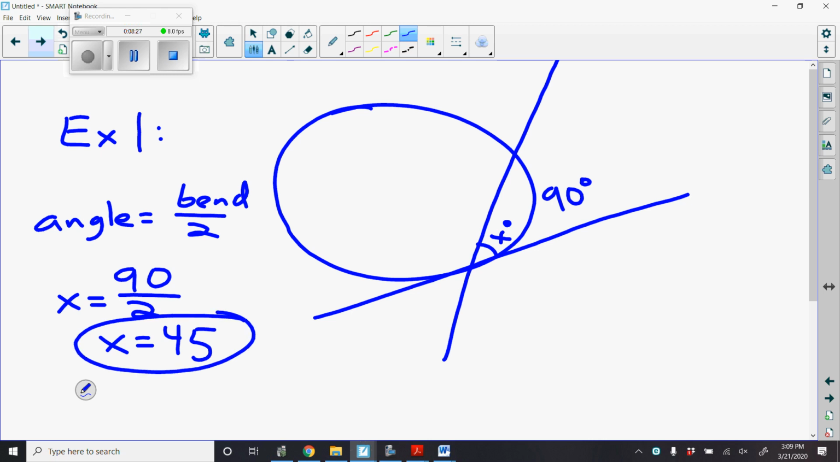Pretty simple. What if I asked you, though, to find this side? 2 markers. What about that angle? Well, there's 2 ways you could do that. You could say, hey, these 2 angles make a straight line. So I can just do 180 minus 45 and get Y equals 135. And I agree, that works.